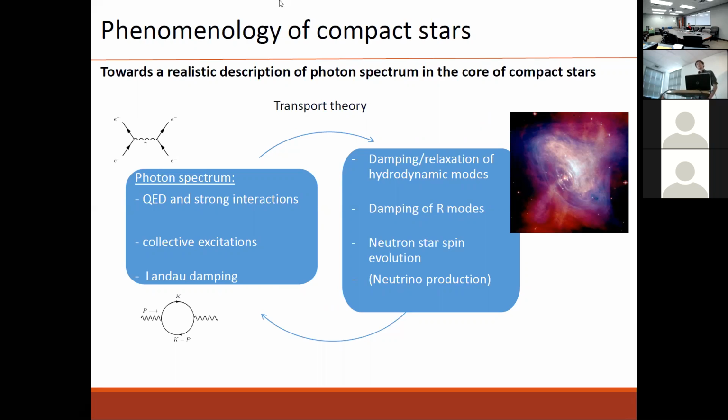One particular example of this is the damping of r-modes. And then there is the neutron star spin evolution. And then another thing that's interesting in this context, and I put it in brackets here because it's actually not really related to transport theory, but nevertheless interesting, is the production of neutrinos in dense matter. So neutrinos can be produced by the decay of plasmons. So for that, the collective mode spectrum is also very relevant.